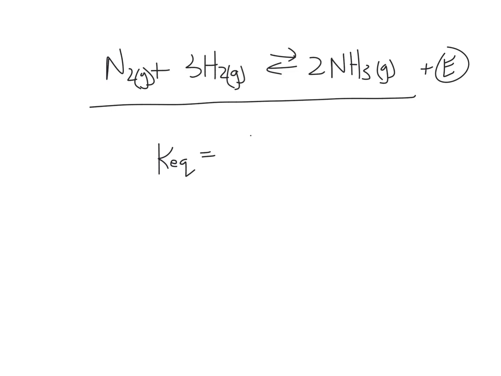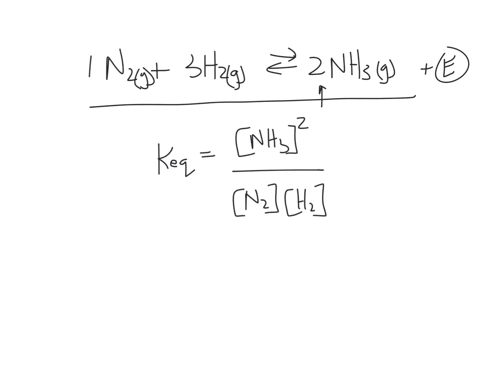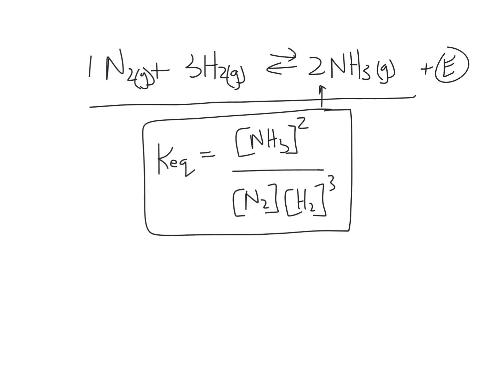Okay, let's go through it. You would have the product NH3 to the exponent 2, because it's got that coefficient 2 there, divided by the concentrations of the reactants. And you can put those in, of course, because they are gases, and gases, we can take the concentration of them. So it'd be nitrogen to the exponent 1, because basically there's a 1 out there, isn't there? And then hydrogen to the exponent 3. So this would be your equilibrium expression for this.